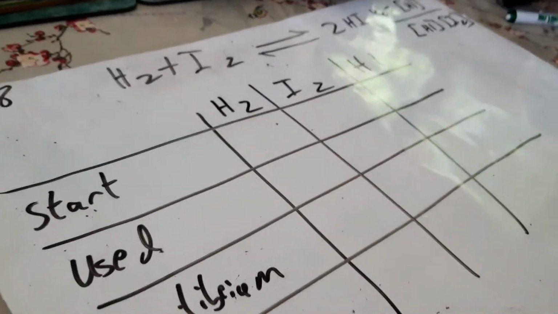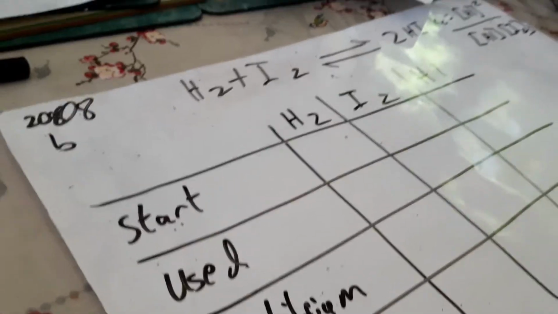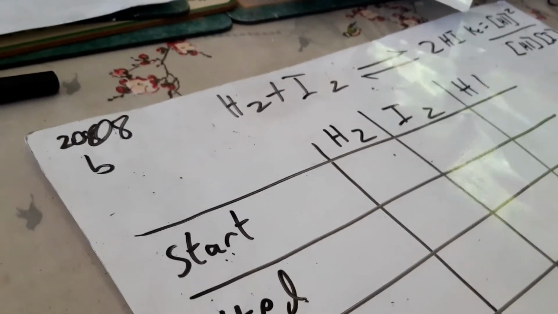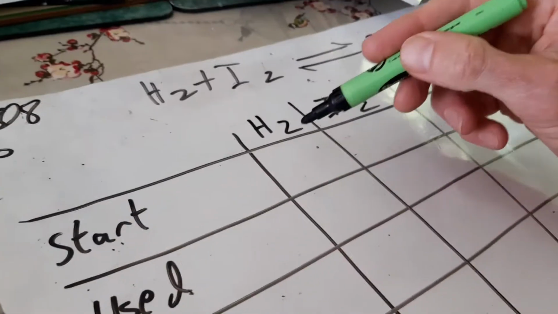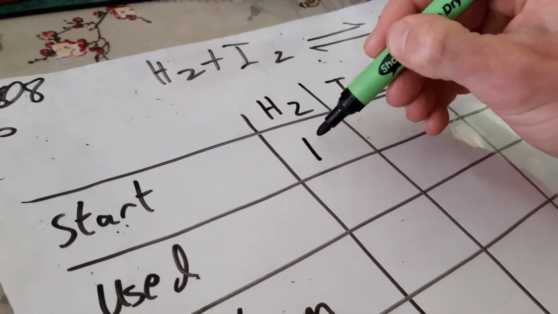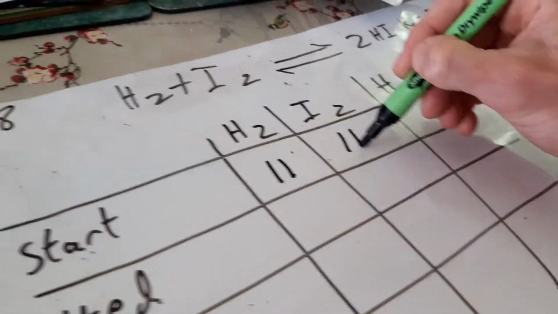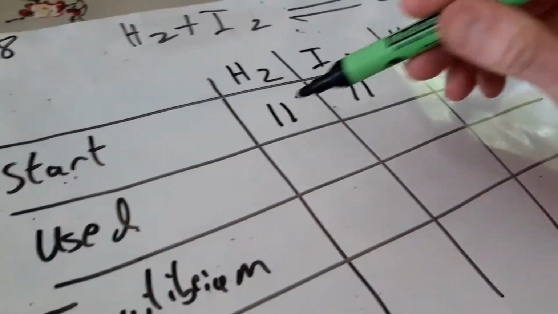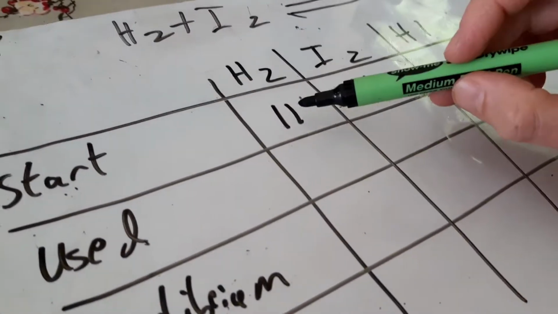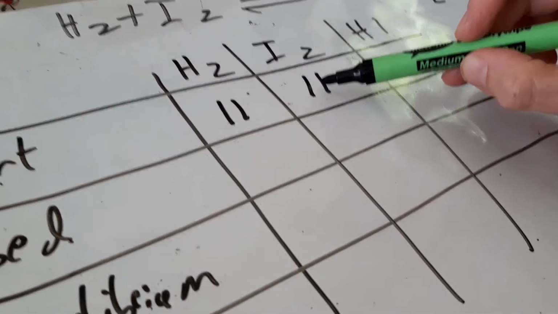So the first thing that I'm going to do is to fill in the values that were given in the question. So we're told that we started with 11 moles of hydrogen and 11 moles of iodine. Again, you can refer to this, 2008 part B is the bit that I'm doing, okay? So at the start of this reaction, we had 11 moles of hydrogen and 11 moles of iodine.